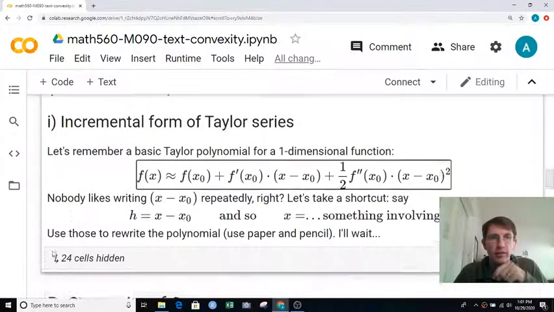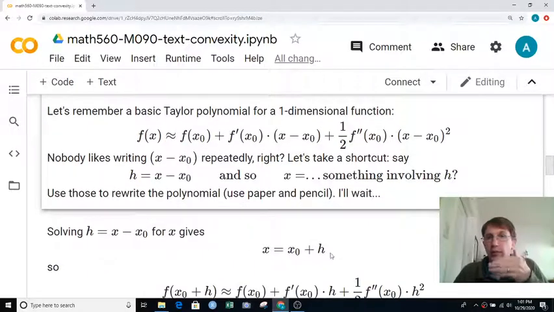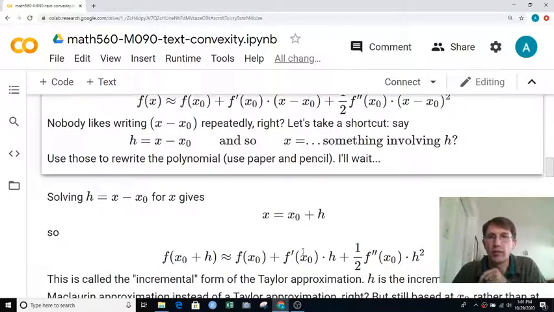Okay, so let's see what we have there. So x is x0 plus h, which is like initial point plus a movement away from the initial point. And so now, instead of x minus x0, we just have times the distance moved and times the square of the distance moved. So this is called the incremental form of the Taylor approximation.